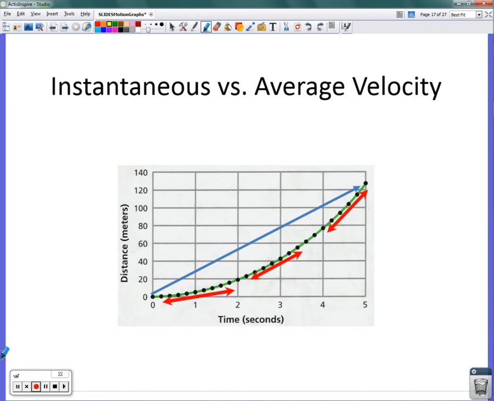One other thing we can talk about on this position versus time graph is the difference between instantaneous and average velocity. I guess I should do this for you visual learners out there.